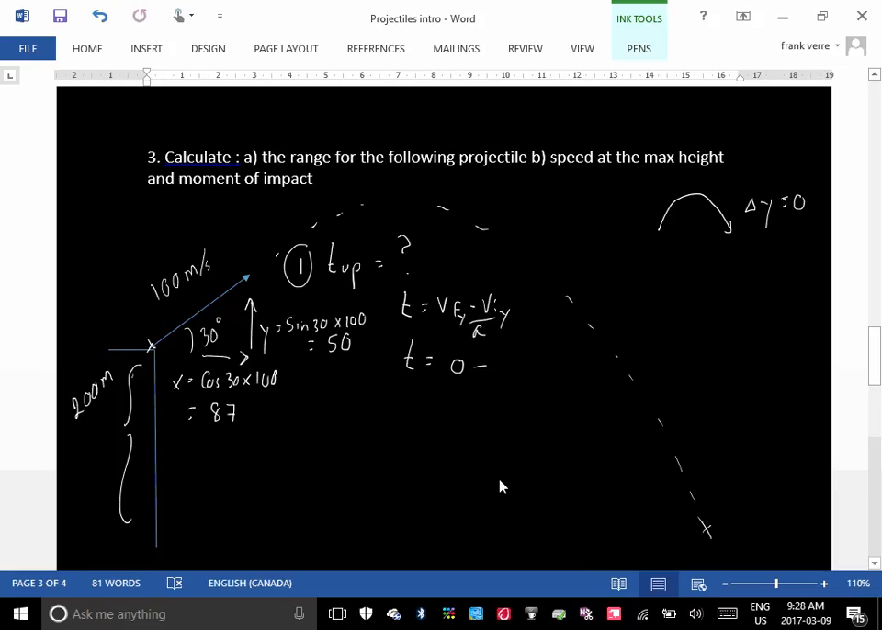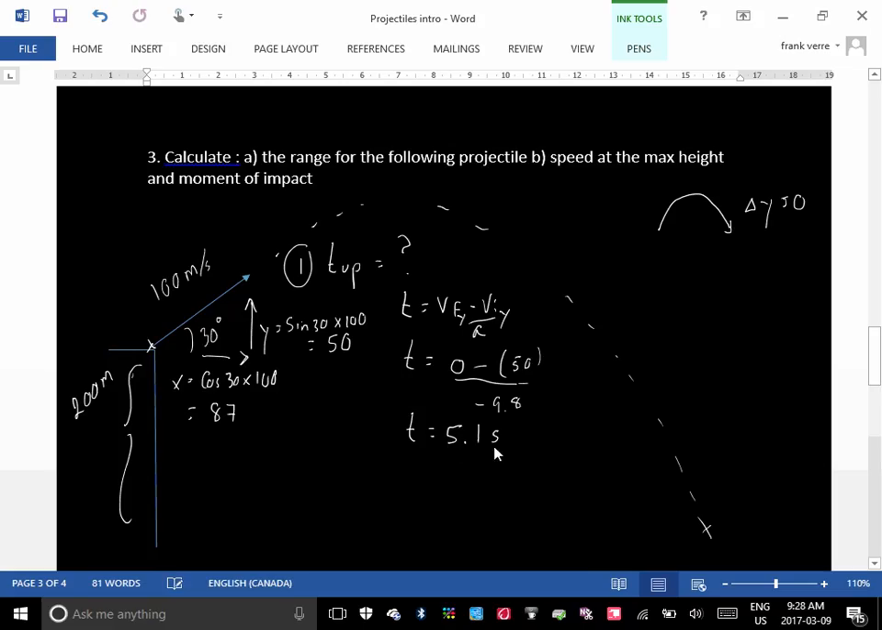What's the initial vertical speed? 50. This is going up. Up is vertical. What's the acceleration due to gravity? Negative 9.8. Alright, so how long does it take to go up? It looks like it's about 5.1 seconds around there. Rafty, what is it? 5.1.